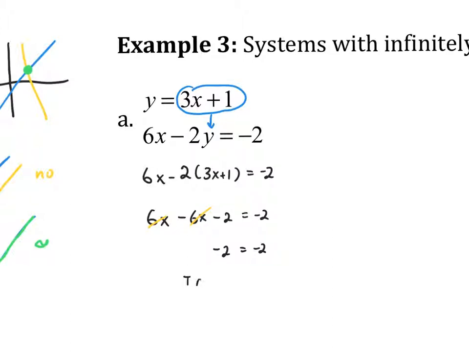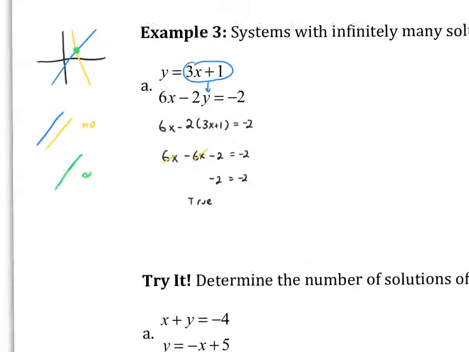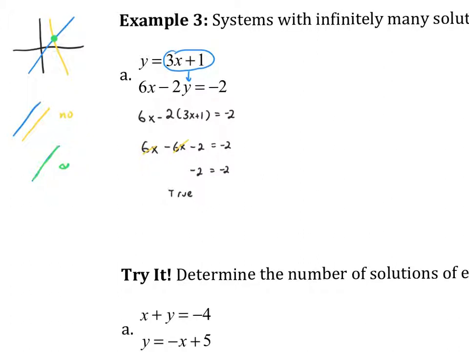Now this is true, but unhelpful. We already know that negative 2 is negative 2, but I don't know what x and y are. So as a result of this true statement, our conclusion is infinitely many solutions. Infinitely many solutions. All right, so what happens when we get no solutions?